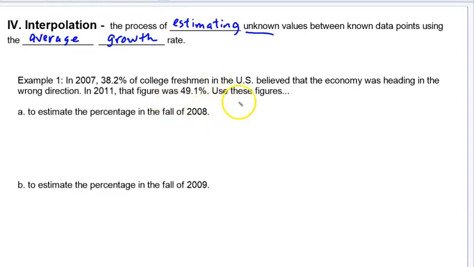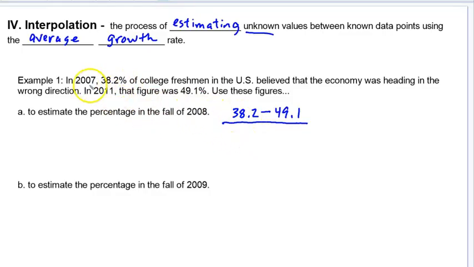All right, so let's figure out what the average growth rate is. So we can do this either way, 38.2% minus 49.1%. Okay, those are the outputs, percentages. And then the inputs are typically going to be years. And just make sure you stay consistent.